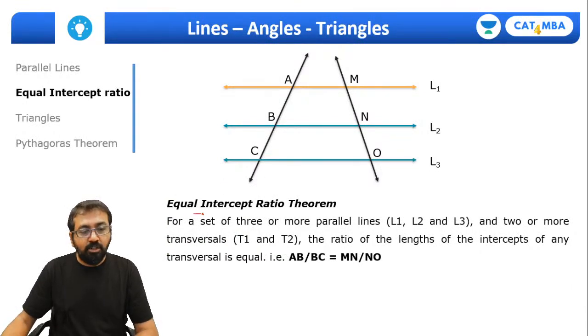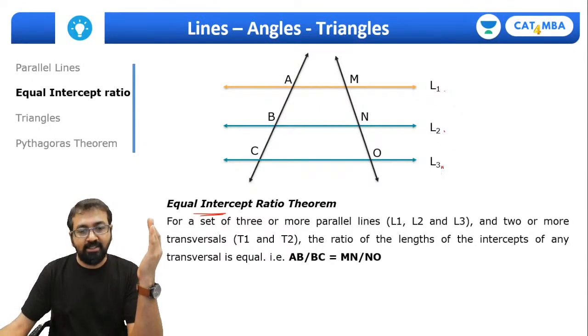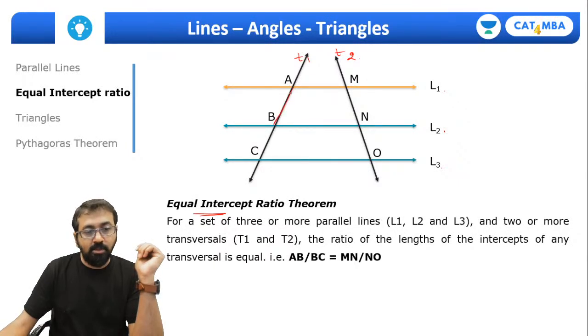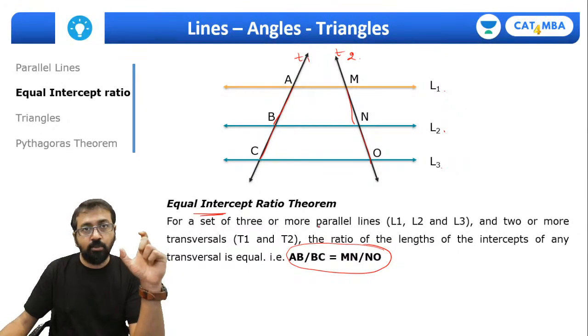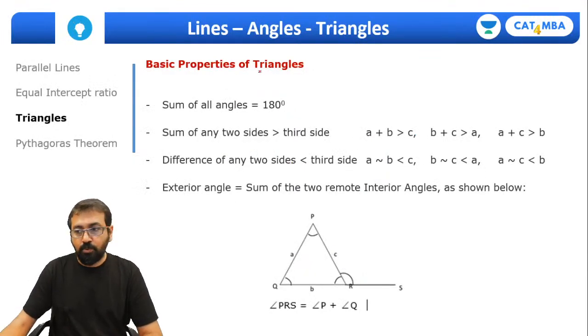Then there is an important theorem called the equal intercept ratio theorem. If there are 3 parallel lines, L1, L2 and L3, and 2 transversals cut these 3 parallel lines, then these intercepts will be formed. AB is one intercept, BC is another intercept, MN, NO and so on and so forth. Remember, this relationship always holds true. The intercept ratio will be equal, right? That is, AB is to BC will be equal to MN is to NO. So yes, this is something that you must know.